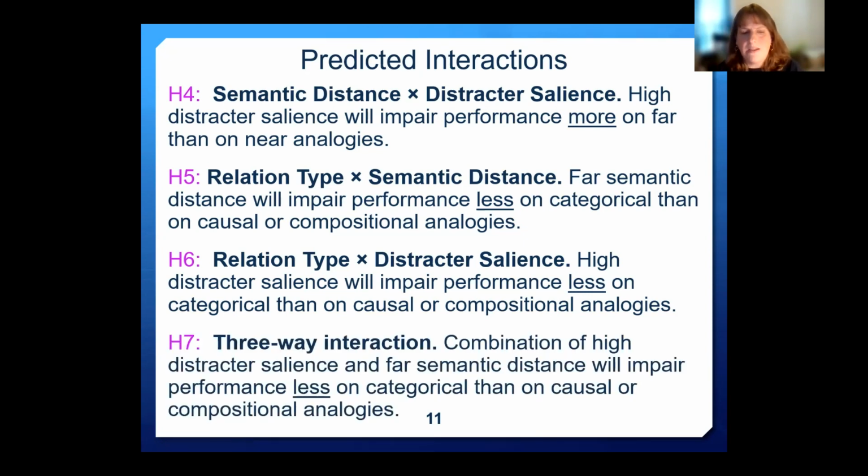And then finally, we predicted a three-way interaction such that the combination of distractor salience and far semantic distance would impair performance less on the categorical than on the causal or compositional analogies. So in other words, this semantic distance by distractor salience interaction would vary across the relation such that it would be much stronger in the causal or compositional analogies.